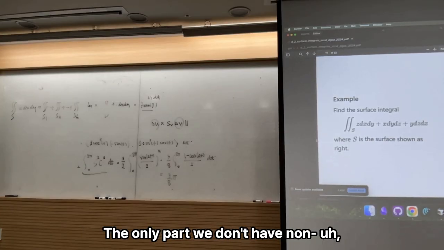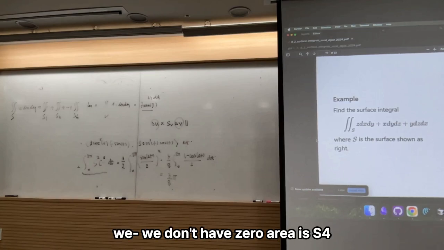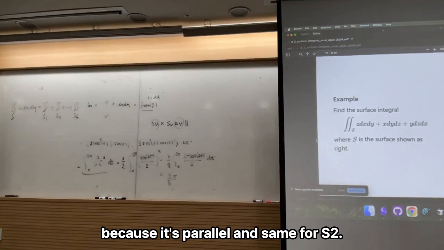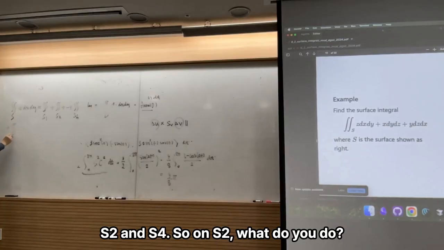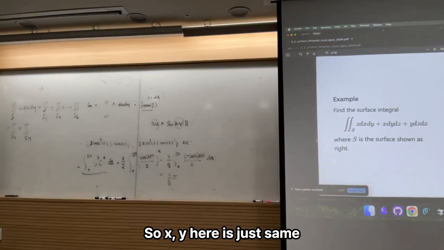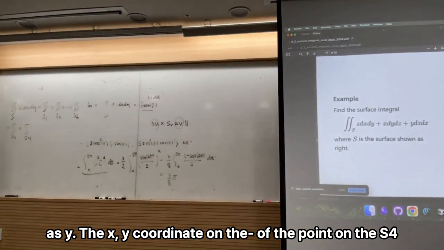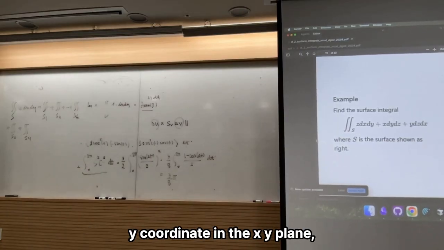The only parts where we don't have zero area are S4 and S2. Because S4, when you project it on the XY plane, it's exactly the same because it's parallel. And same for S2. So everything is 0 except S2 and S4. So on S2, what do you do? The XY coordinate here is just the same.